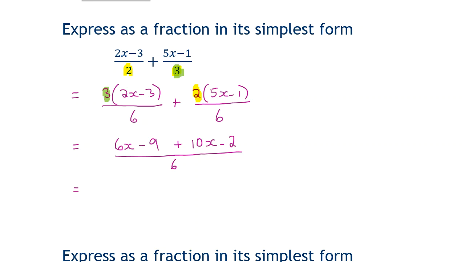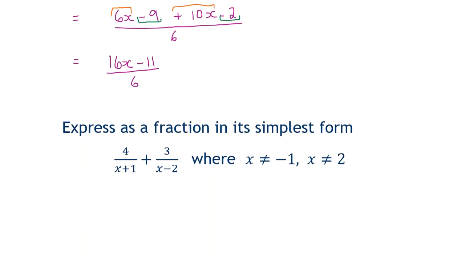We've got a 6x here, and we've got a positive 10x, so those two will come together to create 16x, and of course we've got a negative 9, that's here, and a negative 2 which is here, and they'll come together to create negative 11, and all of that needs to be divided by 6. And that's the end of the road for this. There's no simplification, so we can stop and move on to the next one.